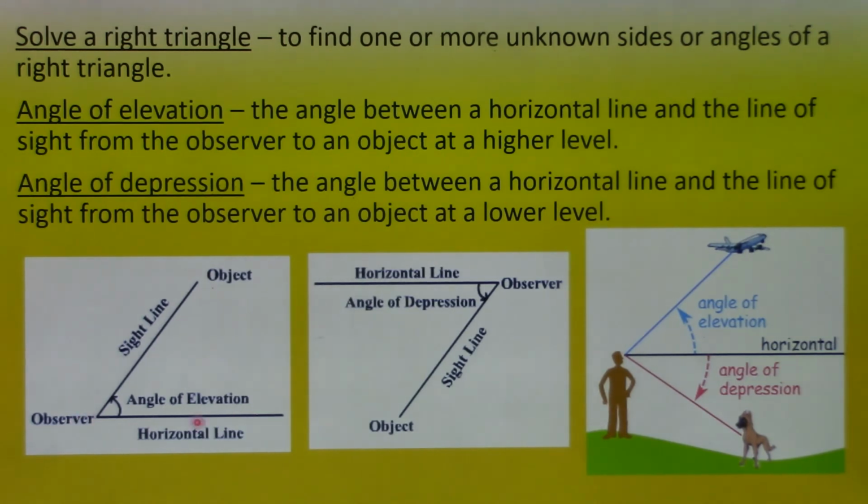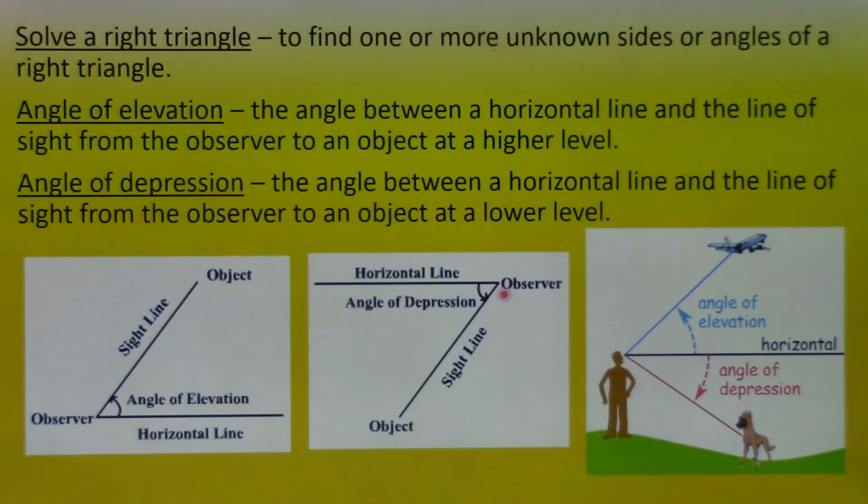So here it is, the horizontal line, and here's the observer looking across this way, to all of a sudden looking up. The sight line here is looking up at an object. It could be a person looking up at a bird or a plane or something else that's in the sky, a balloon or a hot air balloon. Angle of elevation is looking up at something. Okay, angle of elevation. Angle of depression is, here's the observer looking straight across.